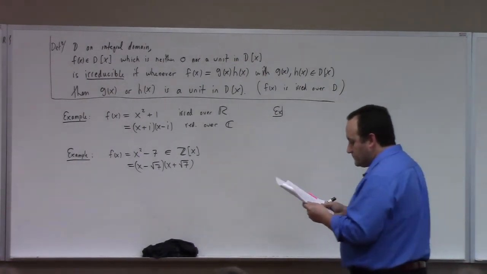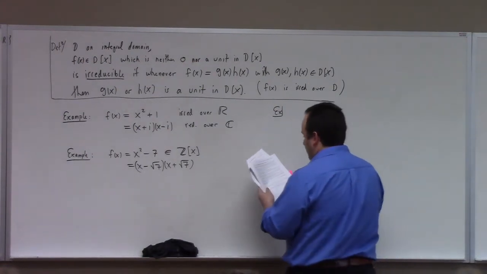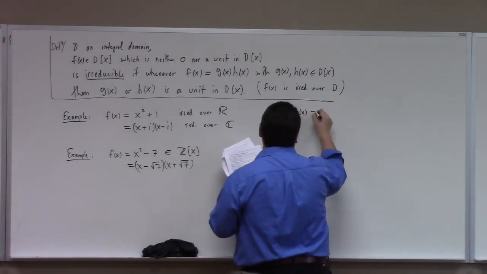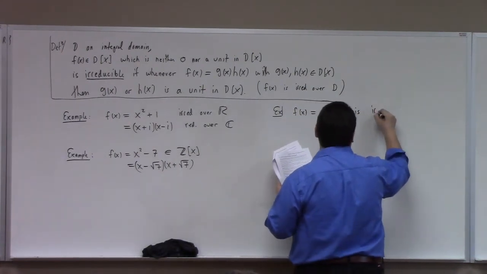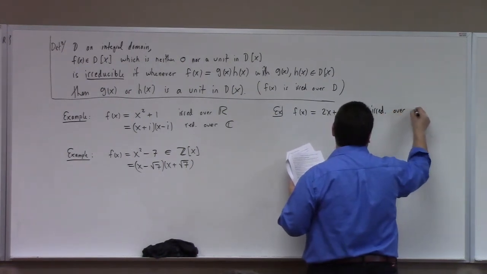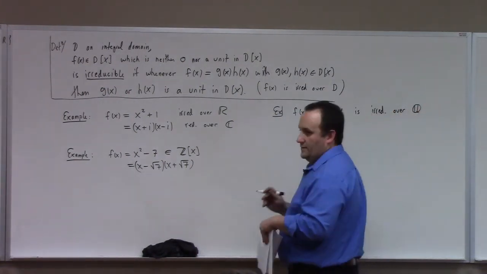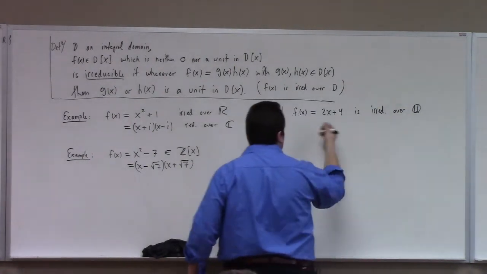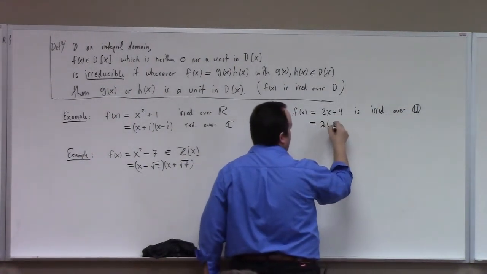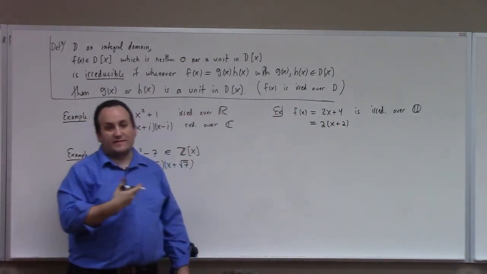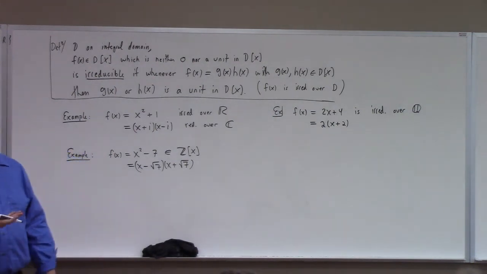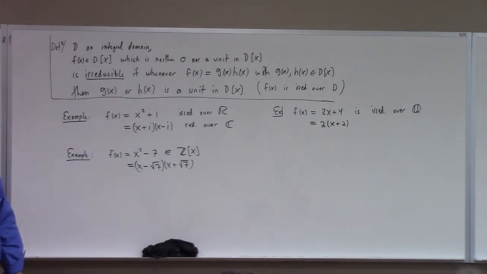So another good example is this one. f of x equals 2x plus 4 is irreducible over the rationals. And you'd say, well, what do you mean? Because I can factor a 2 out, right? But the thing is, if I factor 2 out, that does not show reducibility over Q, because 2 is a unit in the rationals, right? Because a half is its inverse, and that's a rational number.